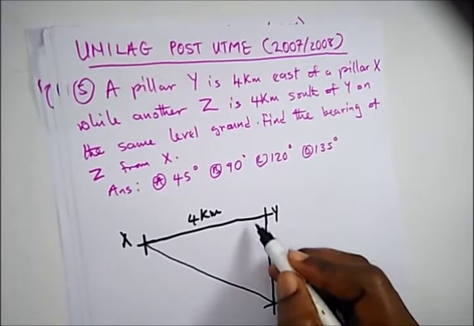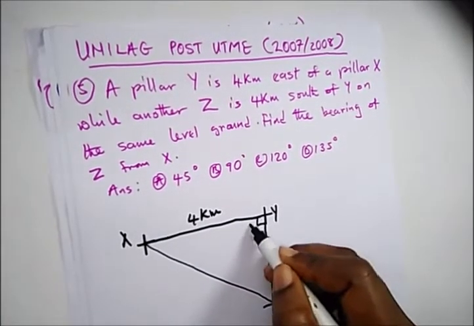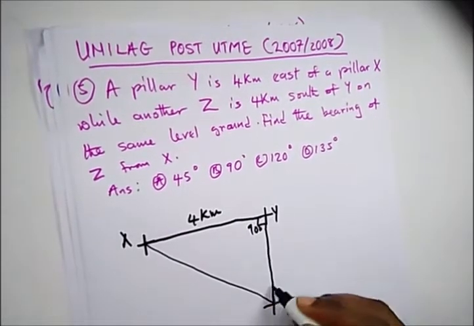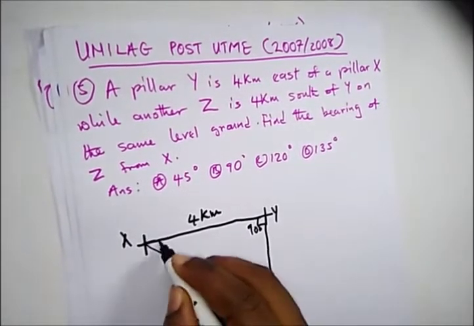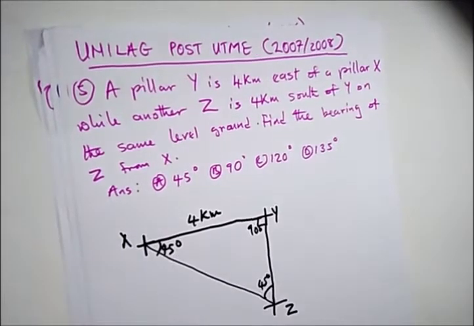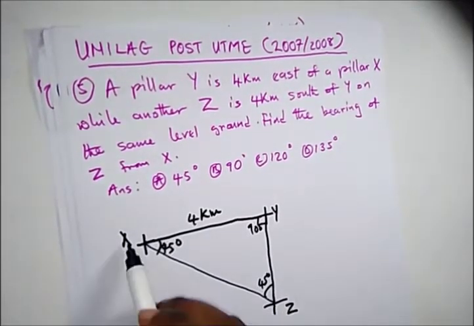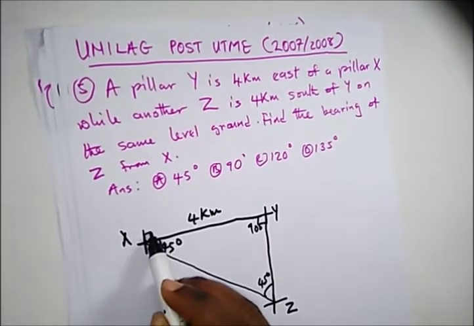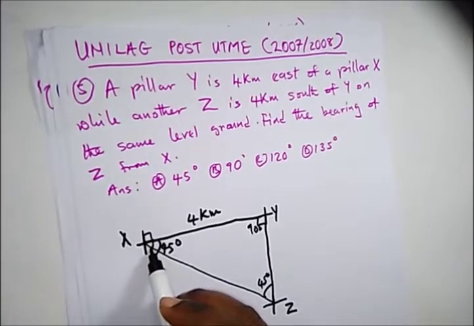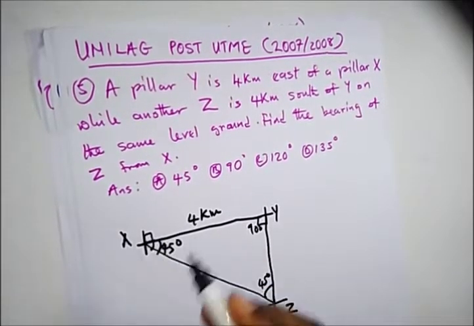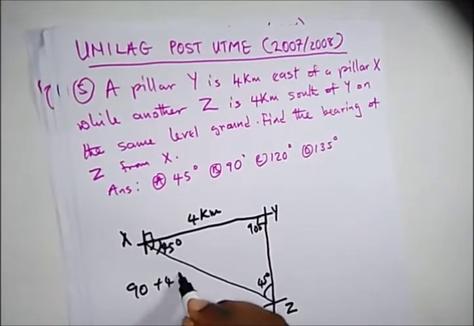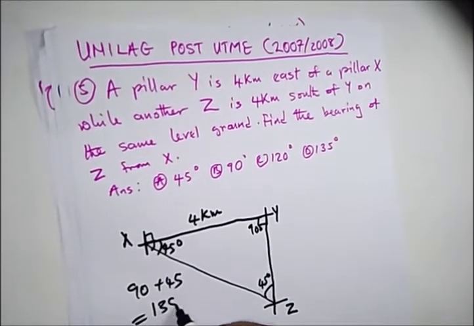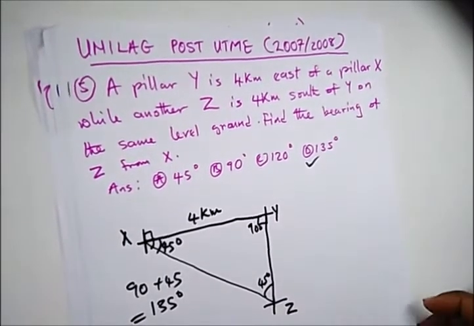And we already know, since this is the same level ground, so this will be 90 degrees, right? Here will be 45 degrees, and here will be 45 degrees. So they say we should find the bearing of Z from X. So the bearing will be this angle plus 45 degrees. That's angle 90 plus 45, so 90 plus 45 will give us 135 degrees. And our answer is option D.